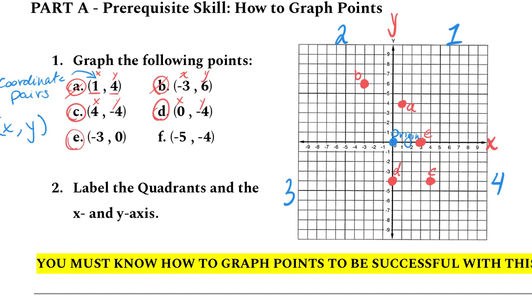Okay, and then lastly we have (-5, -4). So -5 means go on the x-axis to -5. Then -4 means find -4 on the y. So that is going to be right here. Okay, and that is point F. All right, cool, good stuff.